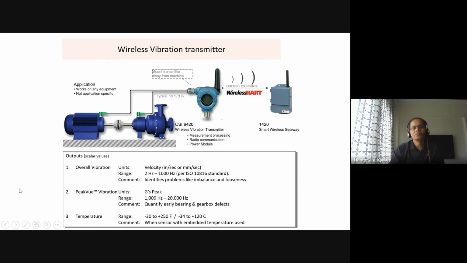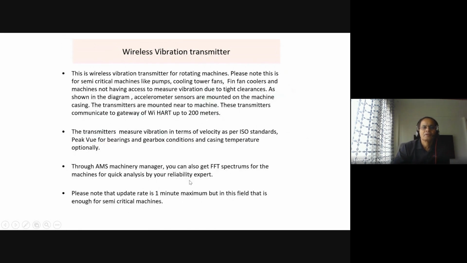And these are the accelerometer type sensors for measuring the vibrations. The transmitter measures the vibration in terms of velocity as per ISO standards. Peak view for bearing and gearbox condition and casing temperature optionally, which means this transmitter has a limited feature set.